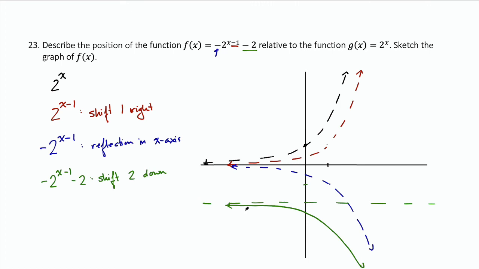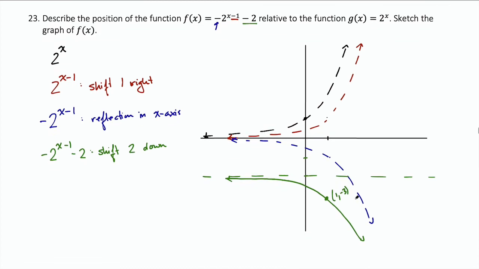Okay, and this point was at 1, negative 1. It comes down to, so now it's at 1, negative 3. And there's the sketch of our f of x.